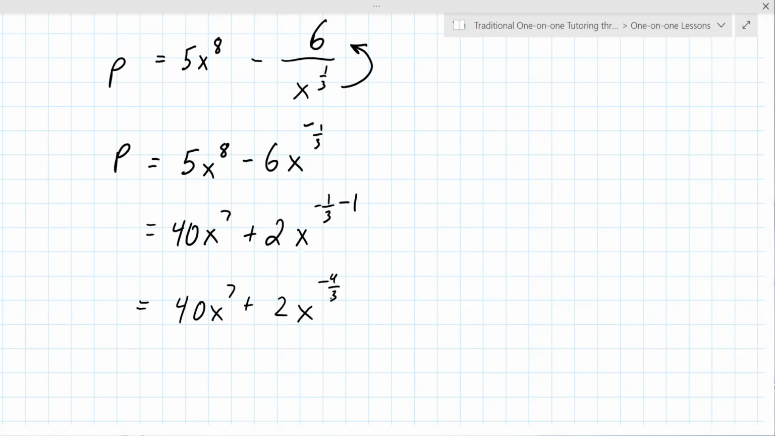Do you want another one, or do you want us to move on to product rule and quotient rule? Let's move on to product rule. And yeah, it might be quotient rule. I don't know. It could be one or the other. All right, let me snip that in.